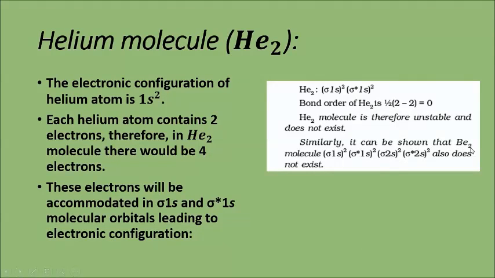Similarly, we can see for the beryllium 2 molecule also. It is sigma 1s2 sigma star 1s2 sigma 2s2 sigma star 2s2. And here also we know how many electrons are there: 4 minus 4 by 2. You'll get 0. That means this molecule also does not exist. Like this, we can find out whether a molecule exists or not.